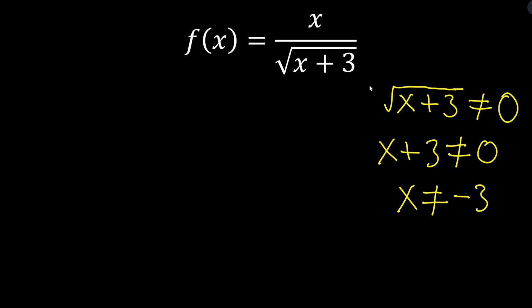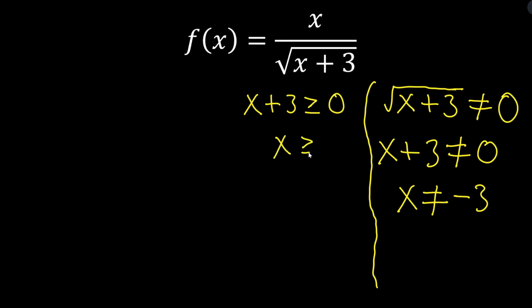So that's one way we could start, is we could just identify that domain restriction, and then we can identify the second one by saying, well, there's also a square root, so what's under the square root, x plus 3, has to be greater than or equal to 0. And we could say, well, that means x is greater than or equal to negative 3. Awesome. That domain restriction is that simple. X is greater than or equal to negative 3.